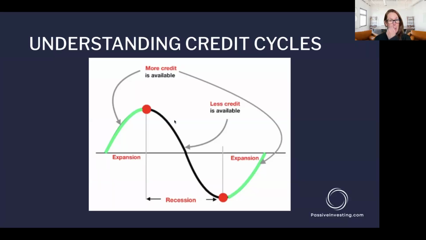All right, credit is more readily available in the recovery and in the expansionary part of the periods. Banks are more likely to lend. They're probably being incentivized, actually, to lend. In the case of the Fed, they just announced a 50 basis point drop in interest rates yesterday.